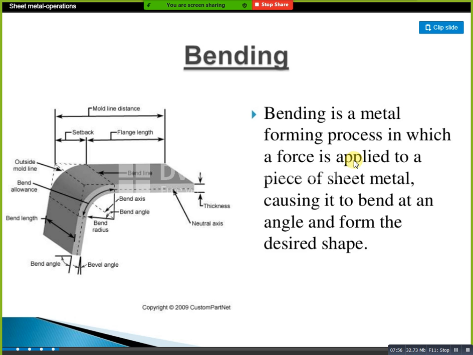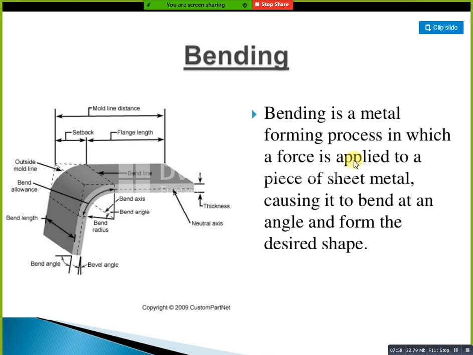Metal forming is also one of the bending categories we consider. For the shape you desire, you can create that type of rollers and form it. That is the actual process in forming. But here, we directly take one sheet and use a bend or punch. Based on that punch we can bend easily. Bending is a metal forming process in which a force is applied to a piece of sheet metal.